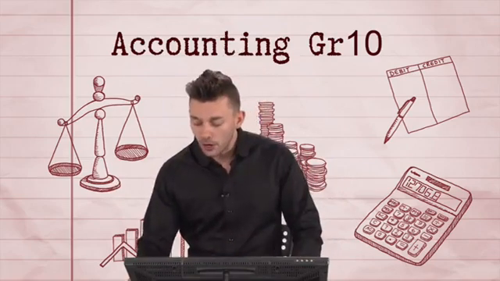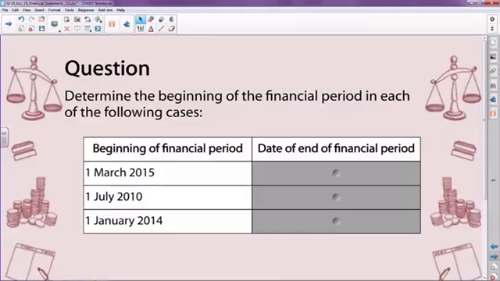But now, after these, let's see if you can get to the end date. So again, let's look at a question. Determine the beginning. I just want to fix this. It should not be beginning. It should be the end. The end of the financial period in each of the following cases. And again, here's your column for the end period.